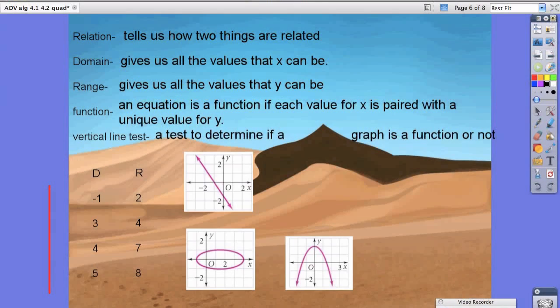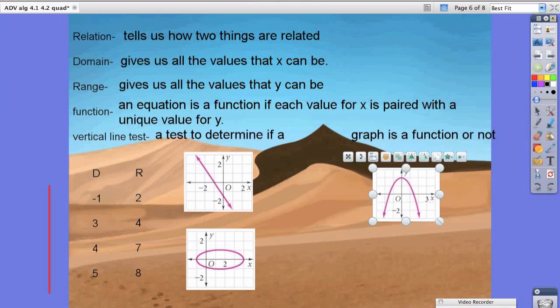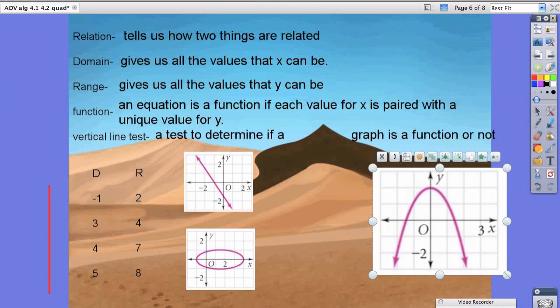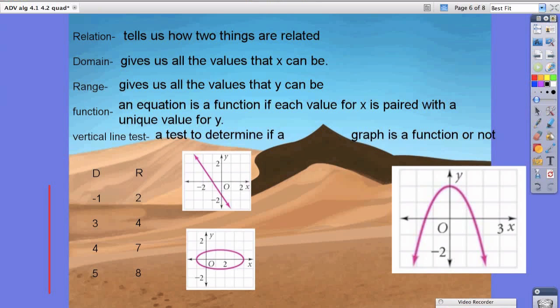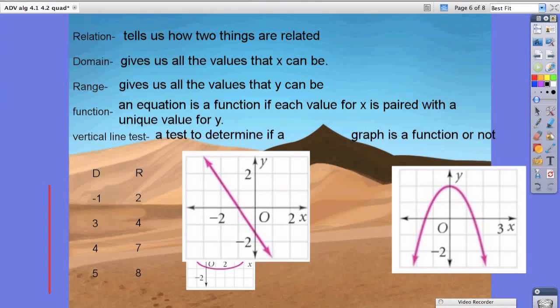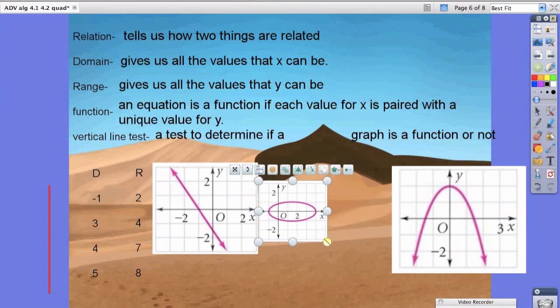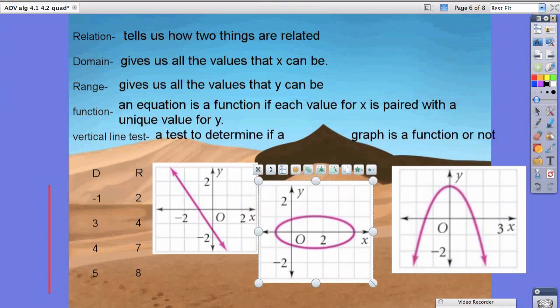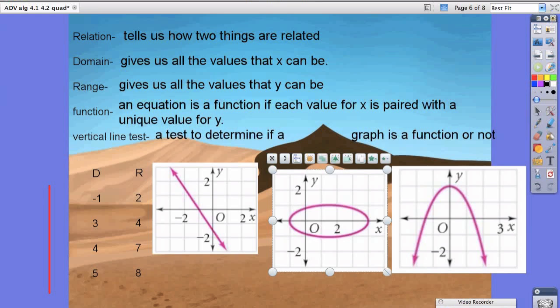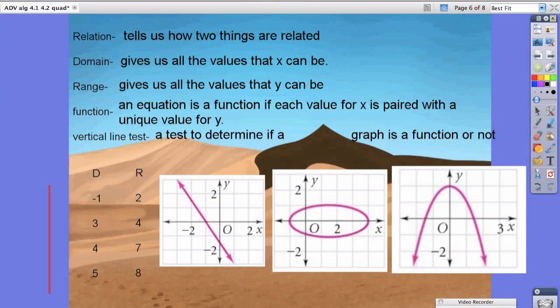First, we're going to use the vertical line test, and the reason we're doing that is because it's the easiest way to test if something is a function. So here we have three different graphs. Now what we're going to do is determine whether each is a function or not. The great thing about the vertical line test is we can check that if we have a graph.